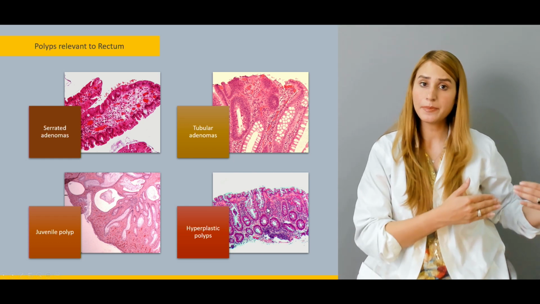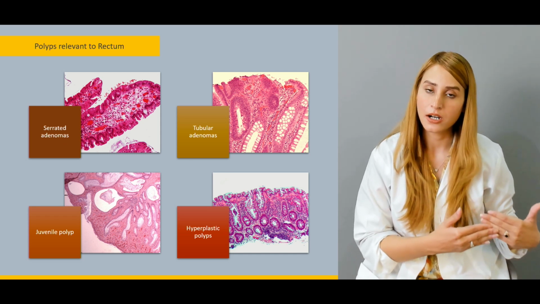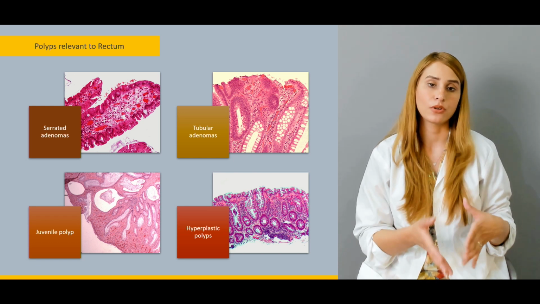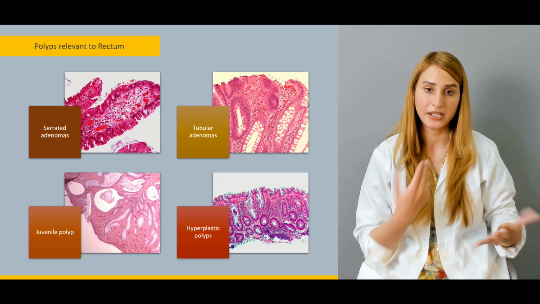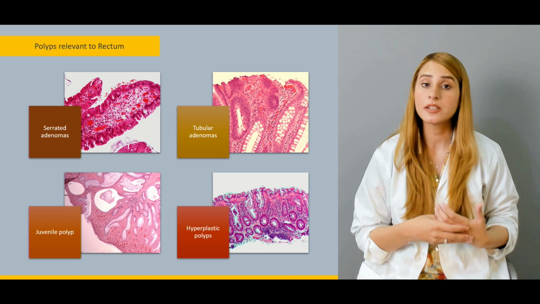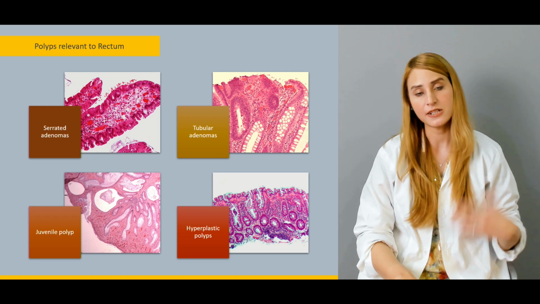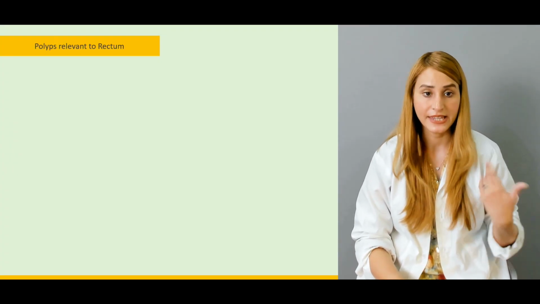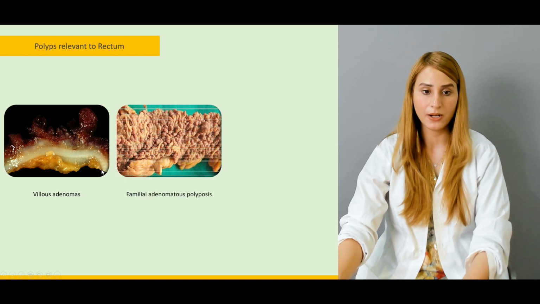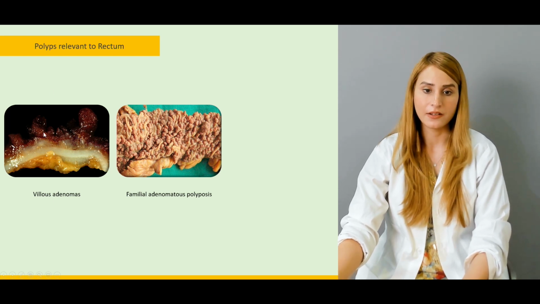If we talk about the serrated adenomas, they are more prone to malignancy, and the tubular and the tubulovillous are also more prone to malignancy, and they are also associated with a kind of polyposis syndrome called familial adenomatous polyposis. In the hyperplastic polyps, if their size is greater than 1 centimeter, then they have the risk to develop malignancy. You can see here there's a villous adenoma. This is called a villous adenoma because they have villi on their surfaces.